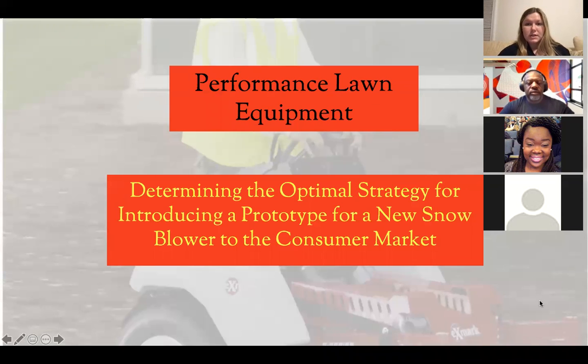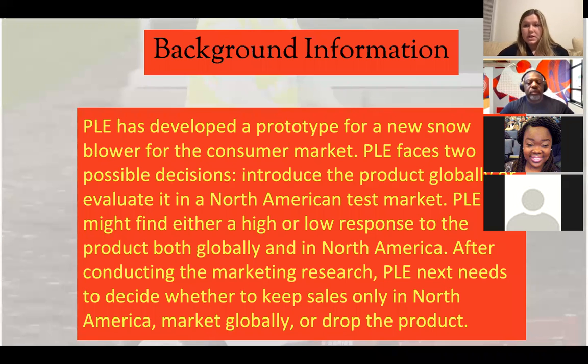We are going to be looking at Performance Lawn Equipment, or PLE, and their decision to introduce a new prototype for a snowblower to the consumer market. We are going to be using the dynamic prescriptive models mentioned in Chapter 16, including decision trees, risk analysis, and sensitivity reports to help Performance Lawn Equipment determine the best optimal strategy for introducing their new prototype. And we have a little background information on this case.